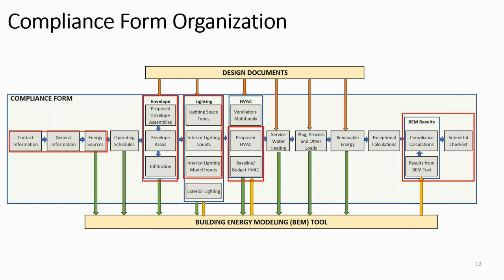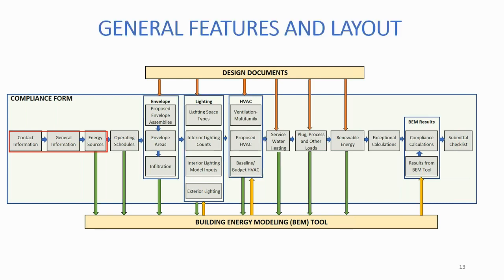So at the training today, we're going to go over just several of the tabs, and even the tabs that we go through will just cover some of the functionality within these tabs. So we're going to go over contact information, general project information, energy sources, and then the envelope, lighting, HVAC tabs, and the compliance calculations group of tabs. And with that, I'm going to pass it on to Christina.